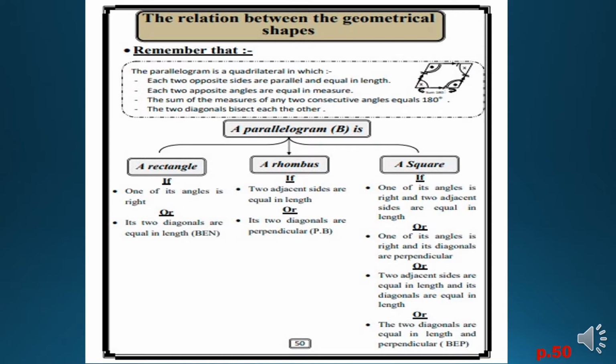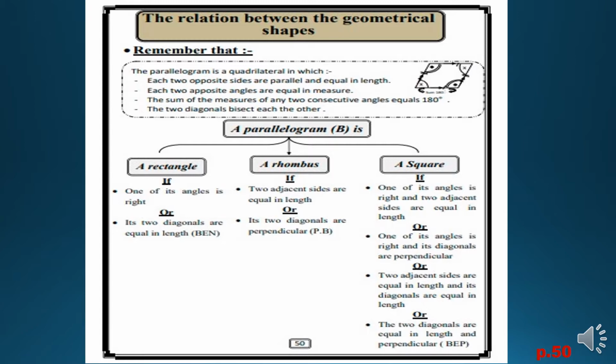Then, the parallelogram is a rhombus if the two adjacent sides are equal in length or its two diagonals are perpendicular. So the diagonals of the rhombus are perpendicular and they bisect each other.